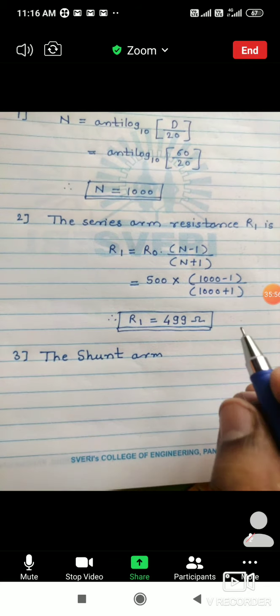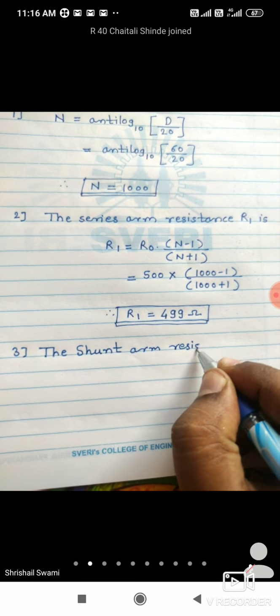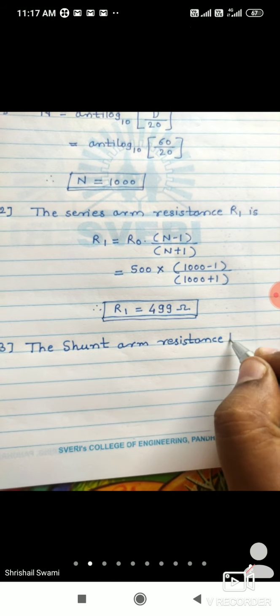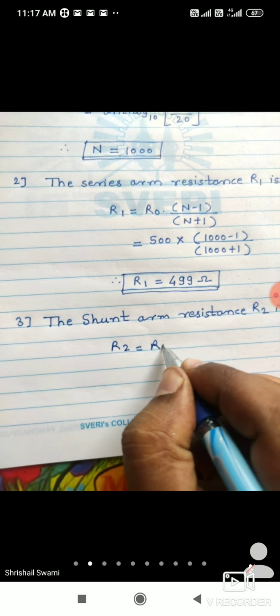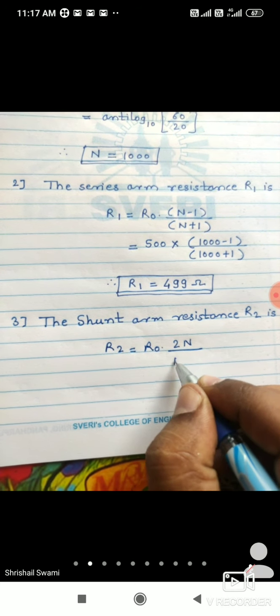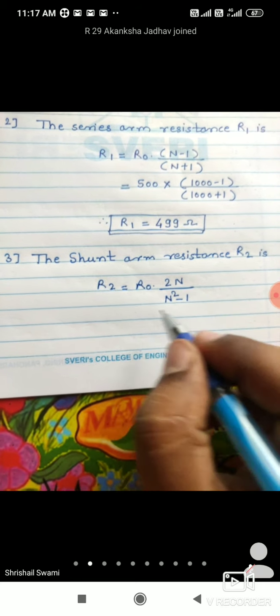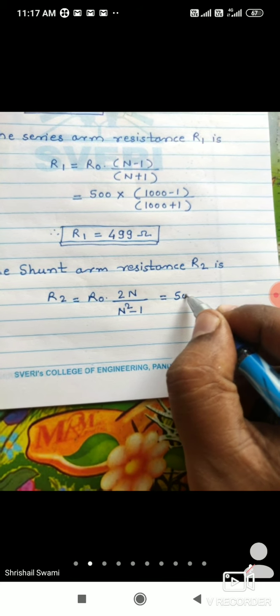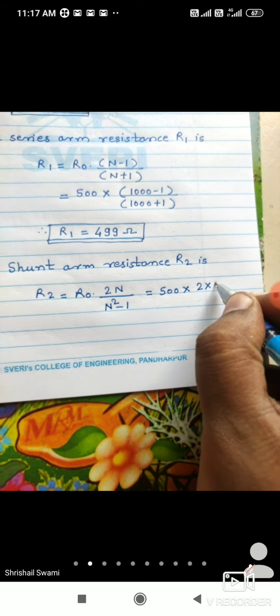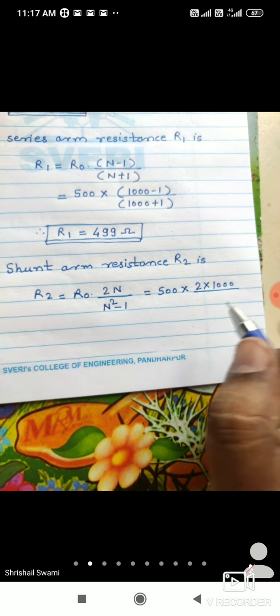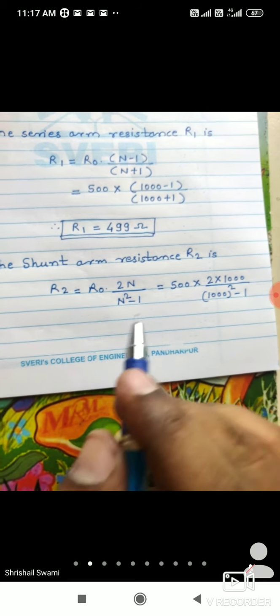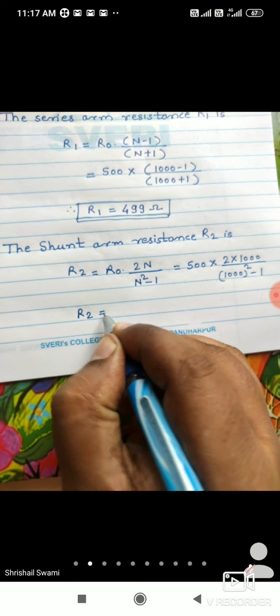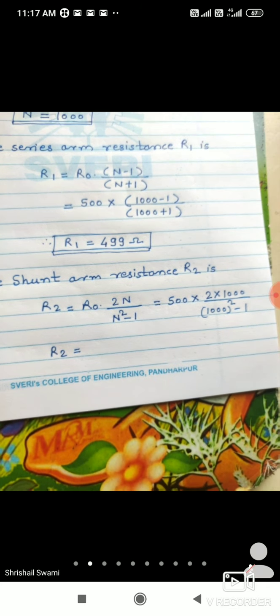Now the shunt arm resistance, R2 is, what is the formula of R2 now? R2 is equal to R0 into 2N divided by N square minus 1. So put the value: 500 into 2 into 1000 divided by 1000 square minus 1. So calculate, use calculator and tell the answer of R2. It is very low value.